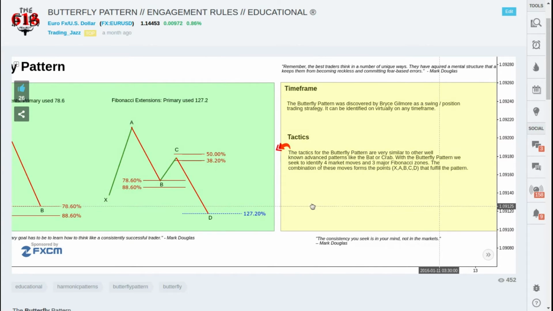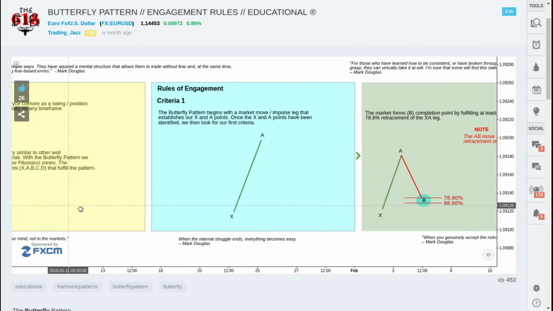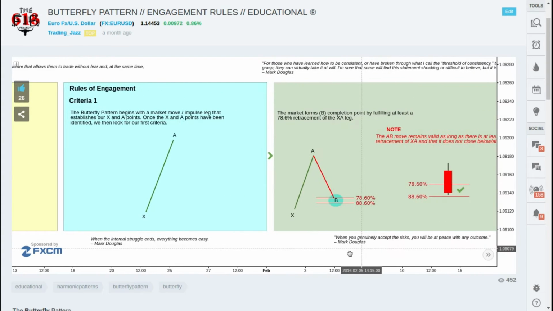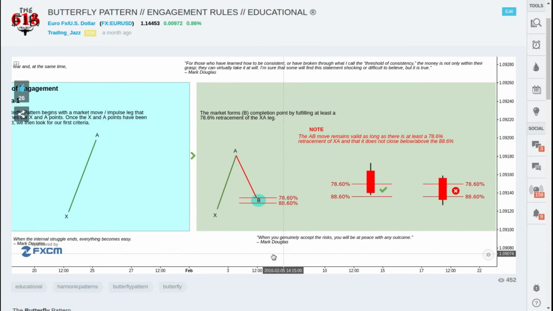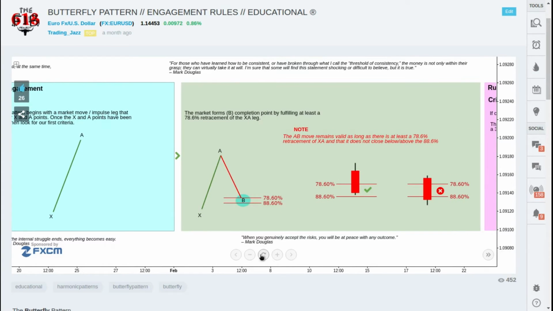Rules of engagement. The butterfly pattern begins with a market impulse leg that establishes our X and A points. Once the X and A points have been printed, we look for our criteria. Criteria 1. The market forms B completion point by fulfilling at least a 78.6% retrace of the X to A leg.